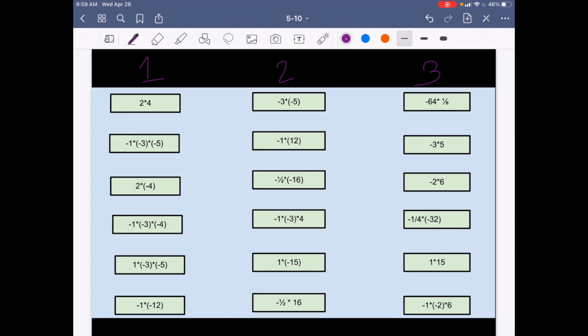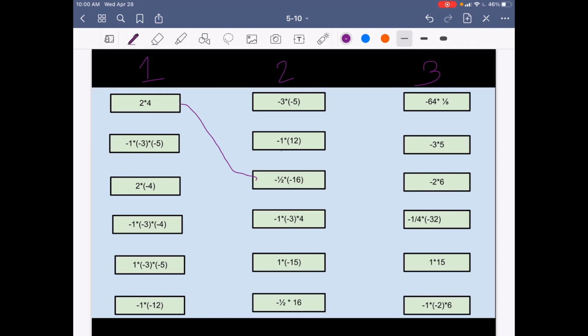Well, we can say negative 3 times negative 5. That's going to give us positive 15, so that's not it. The next one is negative 1 times 12. Well, that's going to give us negative 12. The second one, negative 1/2 times negative 16. Well, half of 16 is 8, and because they're both negative, it's going to be a positive. So this would connect here.